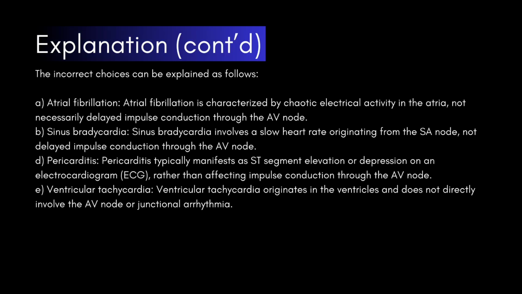Atrial fibrillation. Atrial fibrillation is characterized by chaotic electrical activity in the atria, not necessarily delayed impulse conduction through the AV node. Sinus bradycardia involves a slow heart rate originating from the SA node, not delayed impulse conduction through the AV node. Pericarditis. Pericarditis typically manifests as ST segment elevation or depression on an electrocardiogram rather than affecting impulse conduction through the AV node. Ventricular tachycardia. Ventricular tachycardia originates in the ventricles and does not directly involve the AV node or junctional arrhythmia.